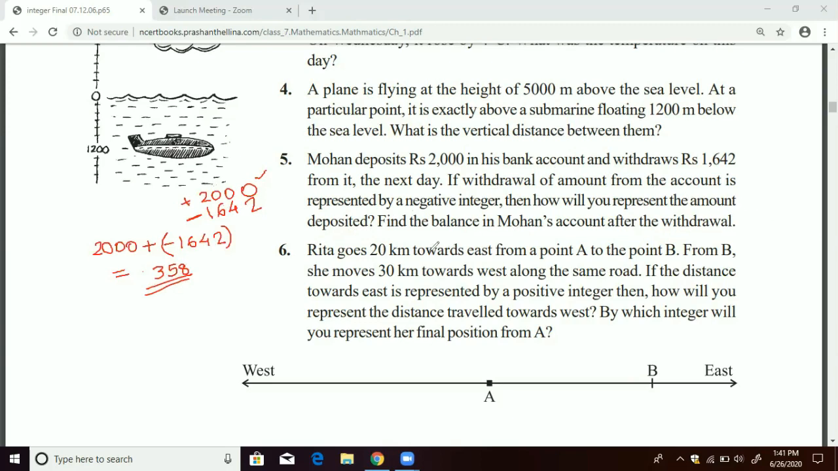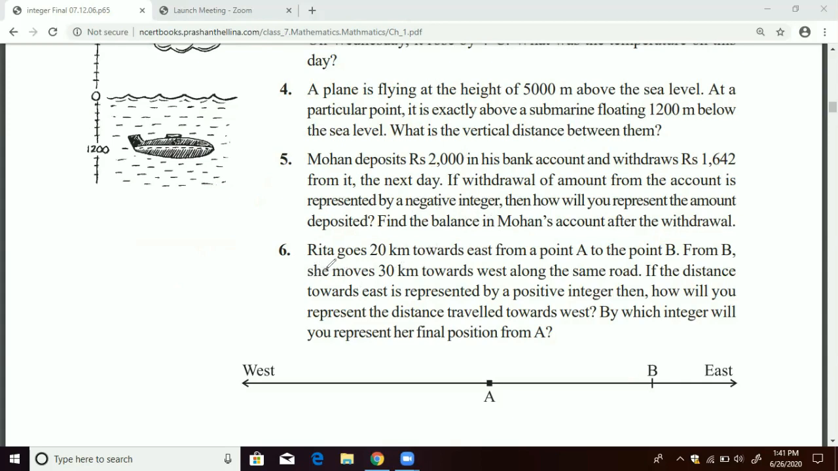So is the balance amount positive or negative? That is positive, so positive 358 is the positive balance in Mohan's account. Next, we can go to the sixth question.